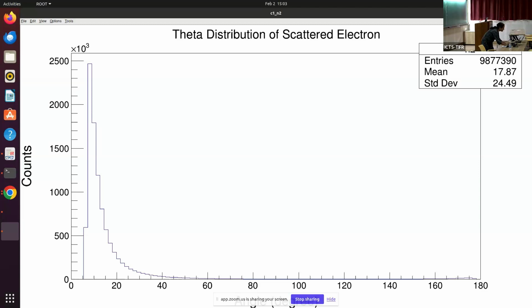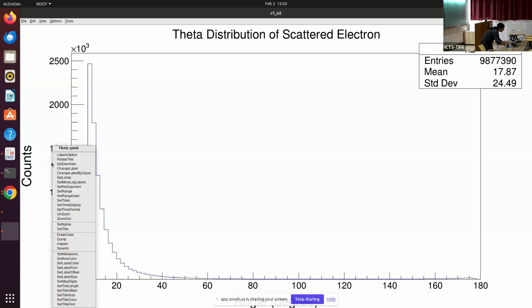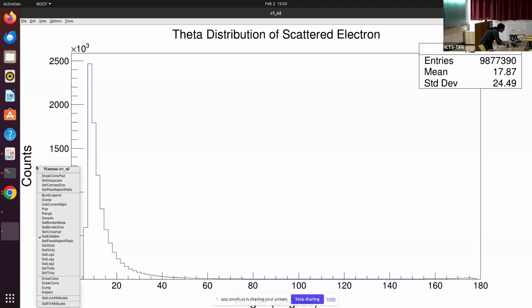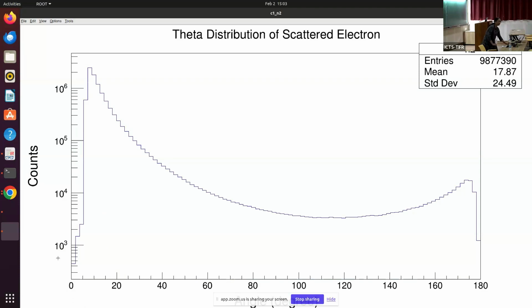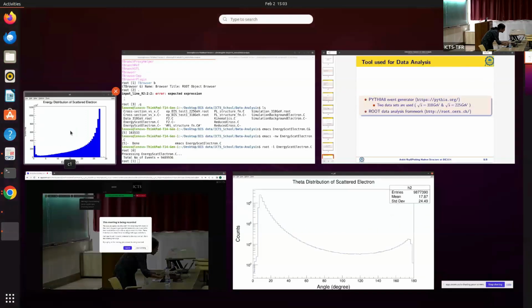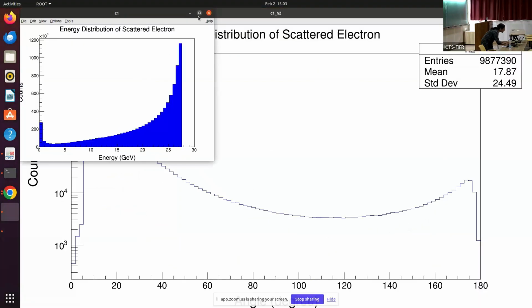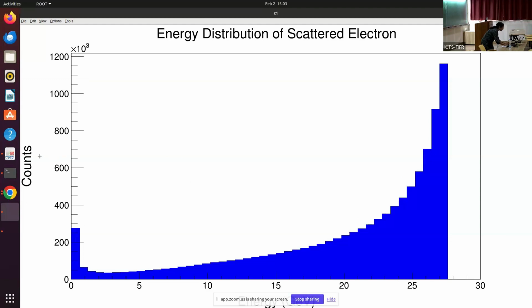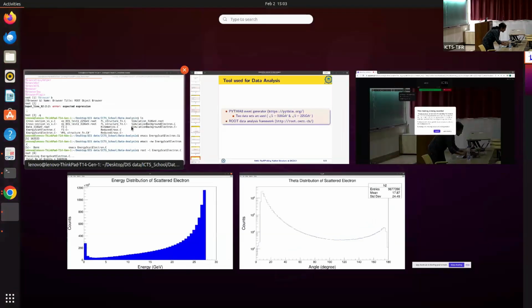Okay, so this is your theta distribution. To see it clearly, I can set the y-axis to log y. See? Okay, I will come to this. And let me go to the energy information as well. See? Okay, so whether you are getting it or not, just confirm, then I will go to the next step.